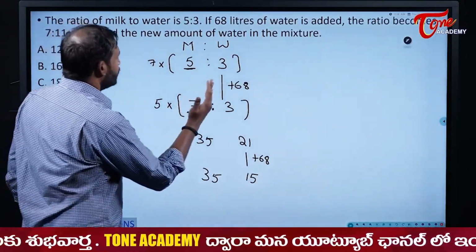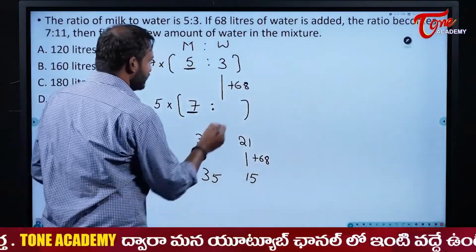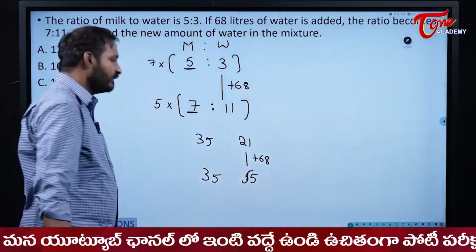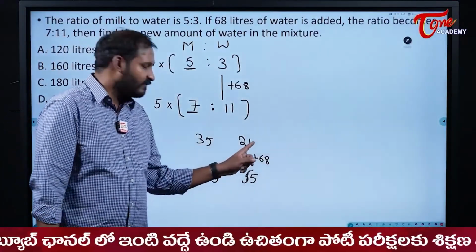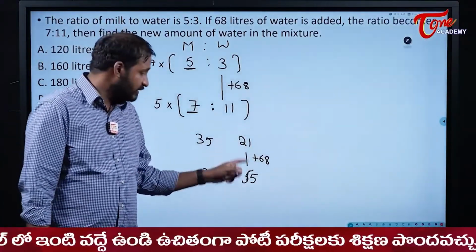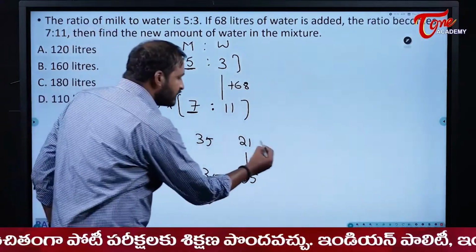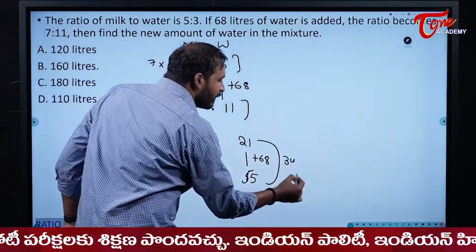So the ratio becomes 7:11. Sorry. 5:3 and 7:11. That is the thing I am thinking. It should increase. Why is it decreasing? So it becomes what for me? 55. Now please observe here, students. From 21 it changed to 55. When it comes to my milk portion, it remains the same. So what is the difference between these two? 34 parts for us here.